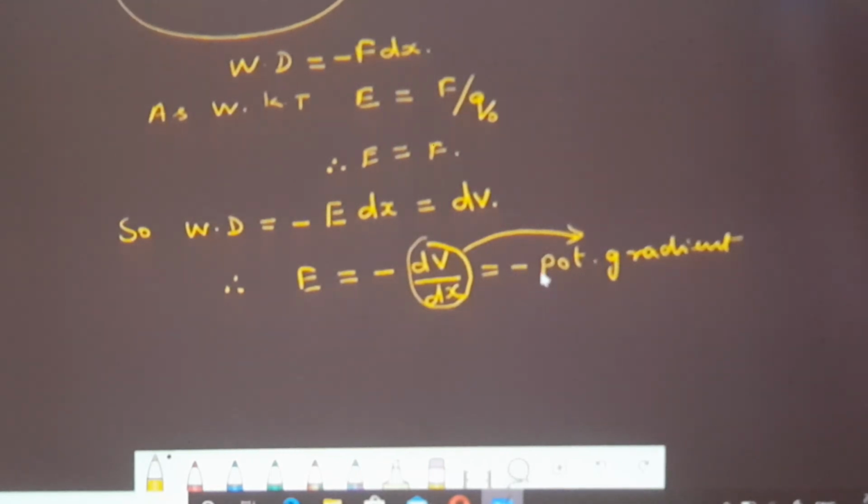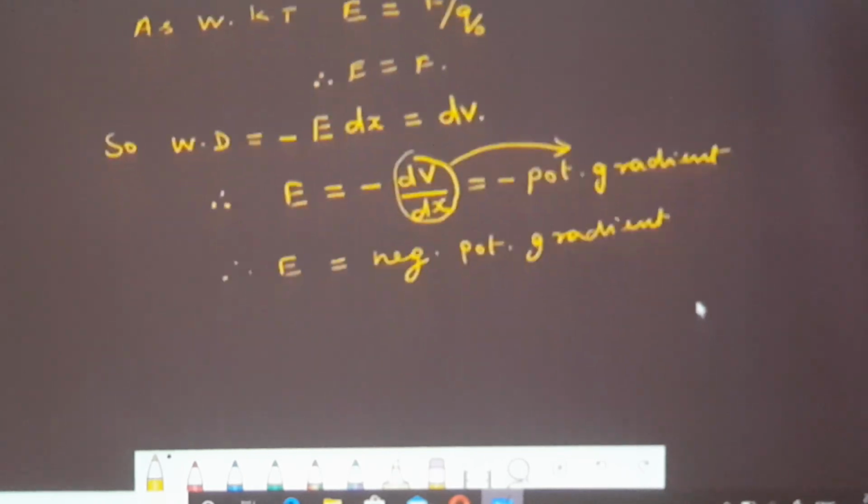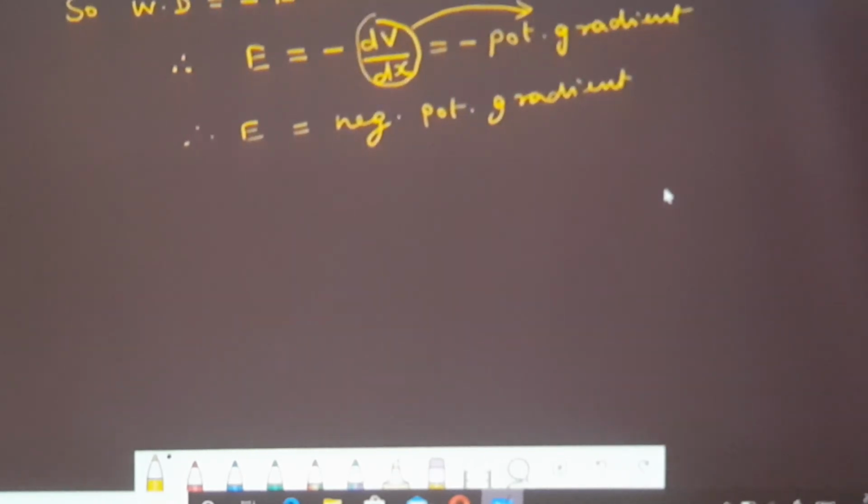electrical force of repulsion. Therefore, from the above equation we can conclude that the electrical field is equal to the negative potential gradient. From this equation we can get another unit for electrical field.